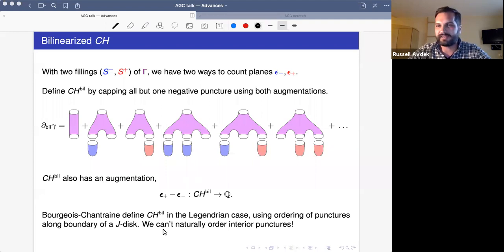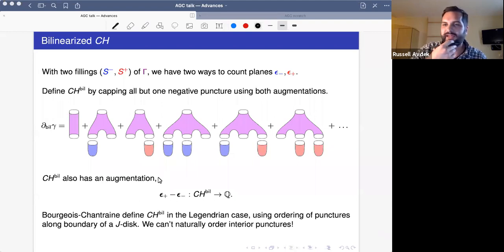The bilinearized contact homology differential also has an augmentation, which comes with some signs, and I'll write it epsilon plus minus epsilon minus. That's exactly what you think it is: the count of planes in the positive filling S plus minus the count of planes in the other filling, S minus. This gives us a chain map and a homomorphism from the bilinearized contact homology to the rational numbers.